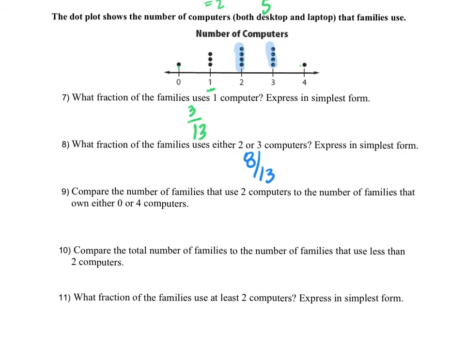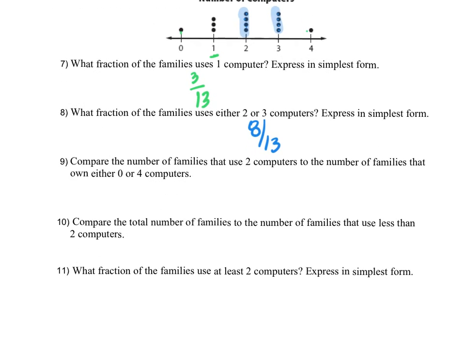Compare the number of families that use 2 computers to the number of families that use 0 or 4. So 2 to 0 or 4. So 2 is 4. 0 or 4 is 2. I can reduce that to 2 to 1. Would it be the same? It says 0 or 4, so it can include either one, so you add them together.